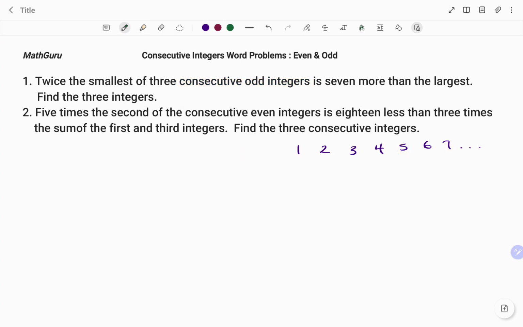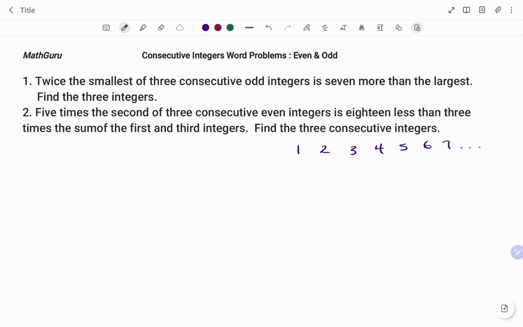In the second example, we have a quick correction: it's 5 times the second of 3 consecutive even integers is 18 less than 3 times the sum of the first and third integers. Find the 3 consecutive integers. Like I explained earlier, if I have the set of numbers 1 to 7, which are consecutive numbers, the consecutive even integers here, because the question says it must be even, will be 2, 4, and 6.